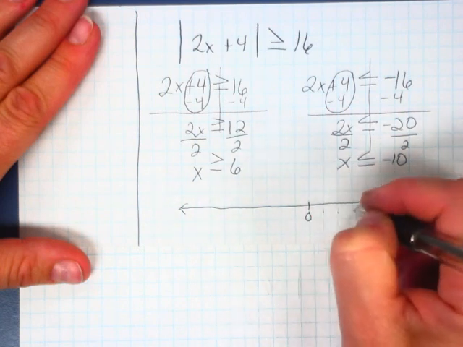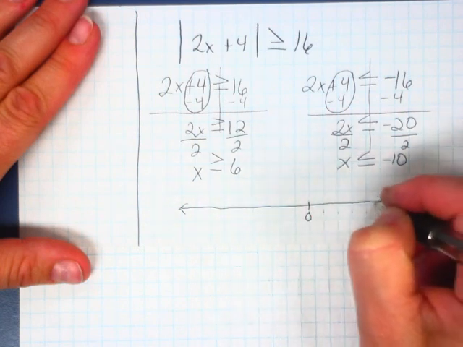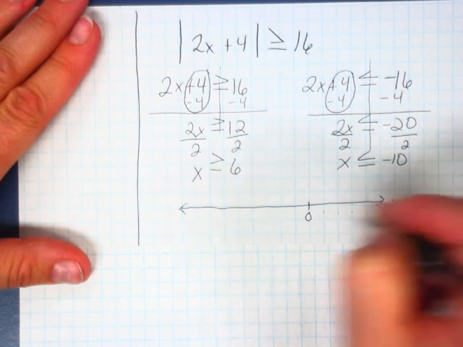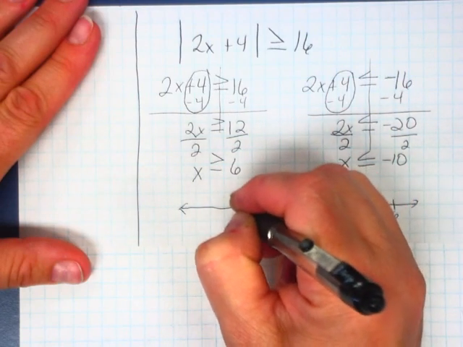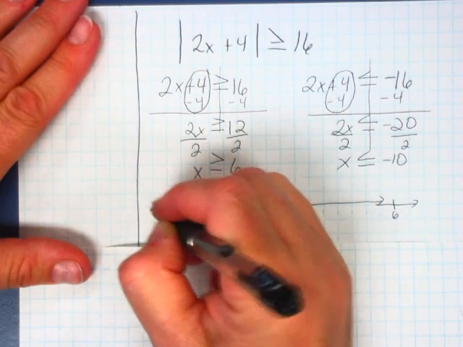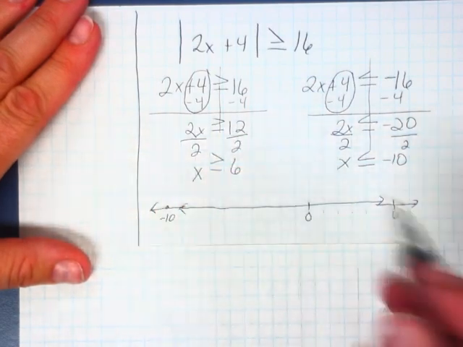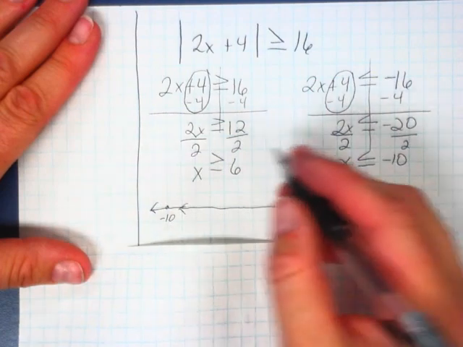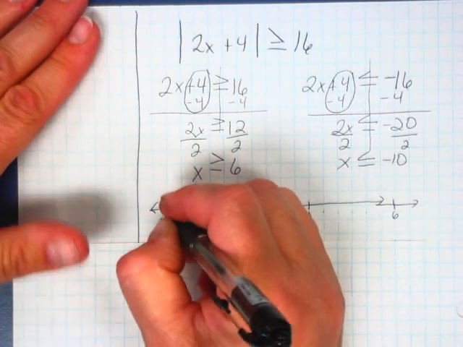We've got 0, 1, 2, 3, 4, 5. So way out here would be 6. 1, 2, 3, 4, 5, 6, 7, 8, 9, 10. And negative 10 would be way out here. In both situations, we're looking at a closed circle. There is an equal sign.